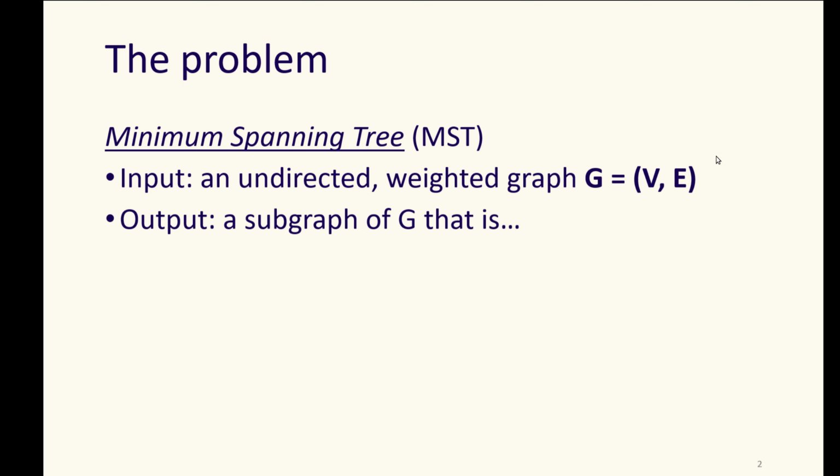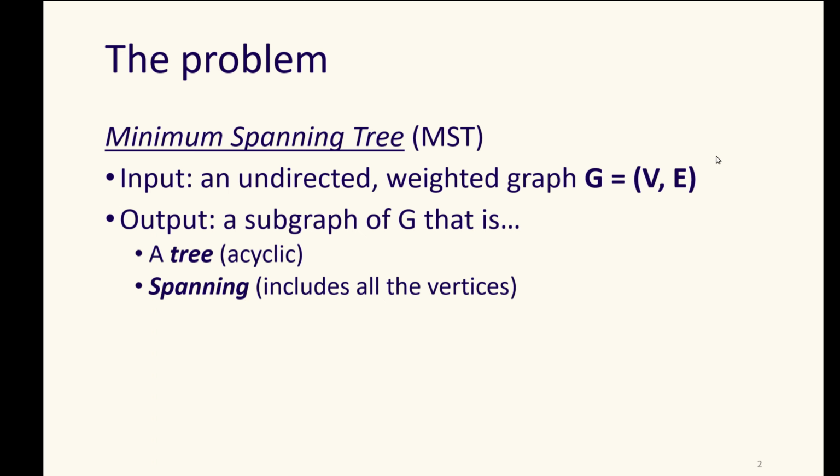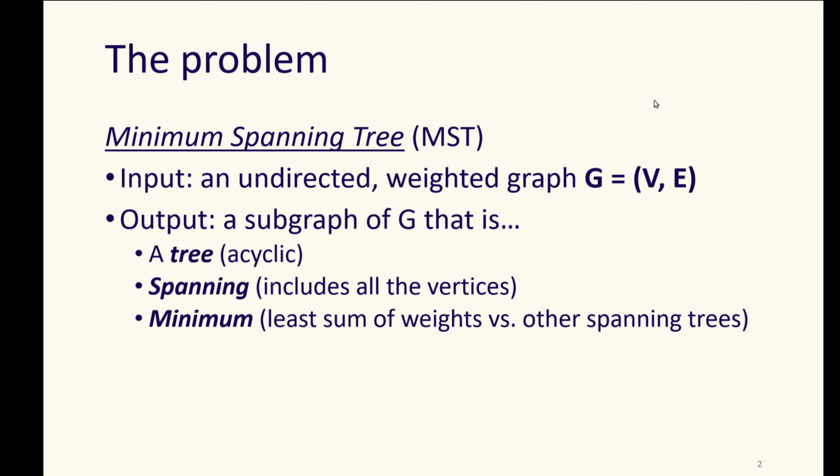The output will be a subgraph of G that is essentially a tree, meaning it's acyclic, and it's spanning all the vertices. It includes all of the vertices from the original graph. Now we call it a tree, but it won't always be obvious from the visuals where the root is. The root will sort of be something that we could kind of randomly select in there because these are undirected graphs. So we're using the word tree loosely here.